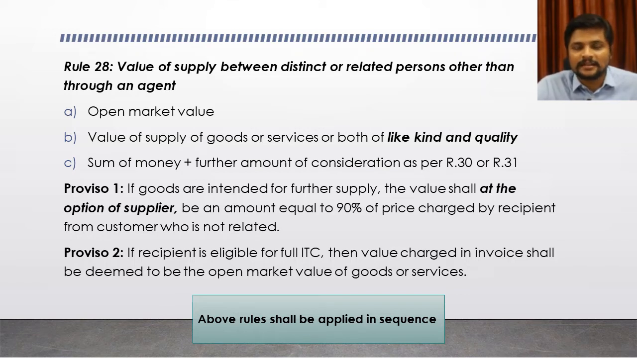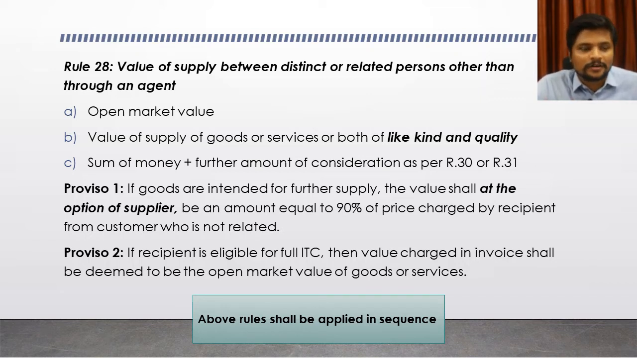Any similar transaction, either the supplier or the recipient has undertaken with any third person. It means what? It is undertaken with another person who is not related, who is not a distinct person. So that value you will be considering for this valuation purpose. That is clause B. Clause C is similar to clause D under rule 27.